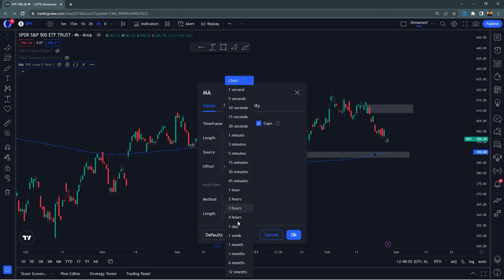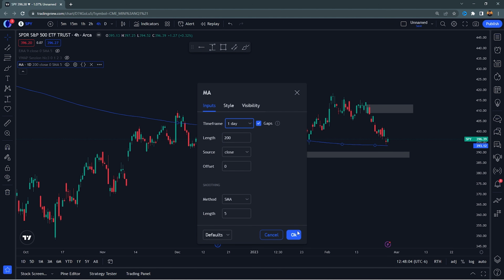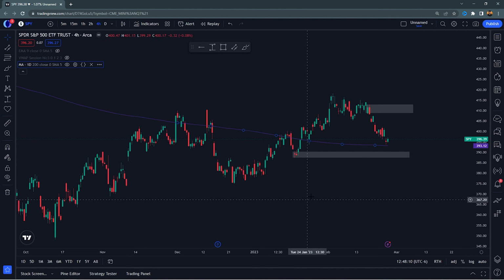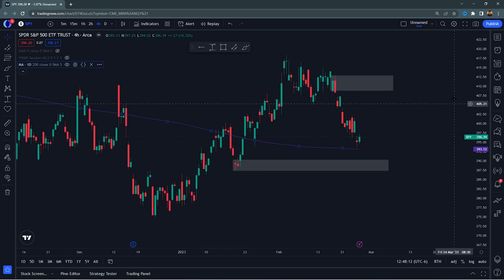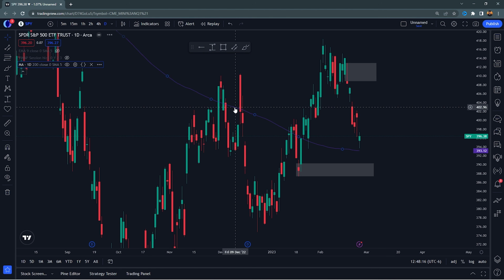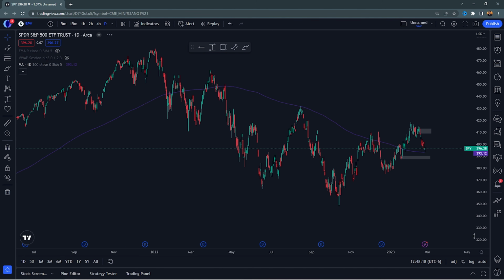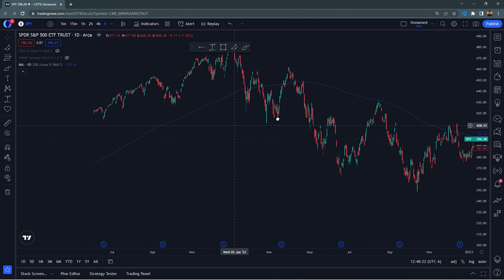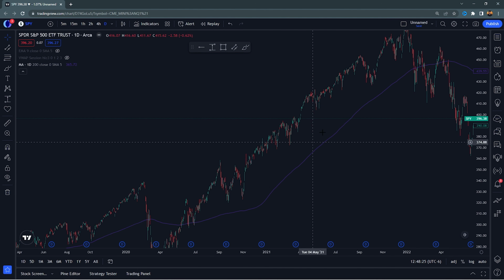But I'm not done yet. I'm going to go to the time frame and mount these to the daily so I never get confused. You can even change this to a different color if you want, and that's what I do here. All this is going to tell me is where we're at on this trend. For instance, when we look at the daily chart of SPY, when we are below the daily 200 SMA, we're clearly bearish. But when we're above it, we're clearly in a bull trend.